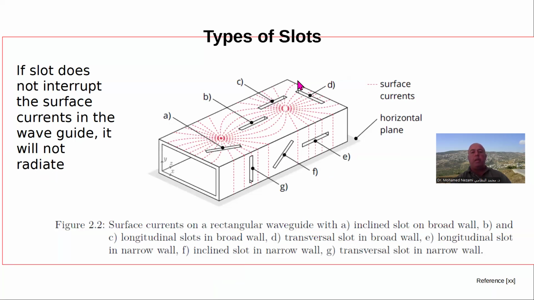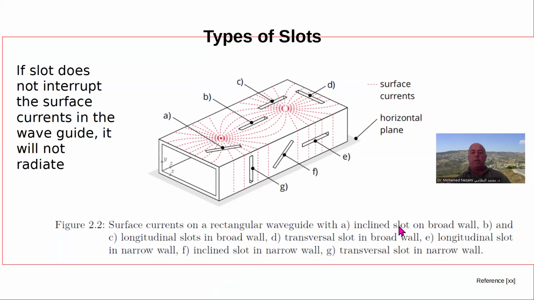That's it. Now, there are some names associated with these types of slots, like this one here, which is the most commonly used one for the broad wall slotted waveguide antenna, and is basically called inclined.